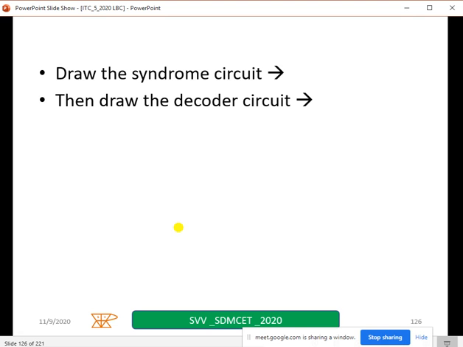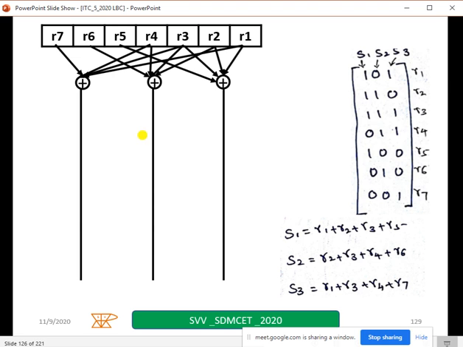Try to use a pencil so that it will be easy to erase if something goes wrong. So let me show you the diagram. You can compare your diagram with this by referring to H transpose. So I'll do the connection. This will become S1, S2, S3. Try to understand.